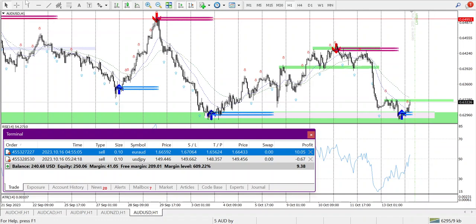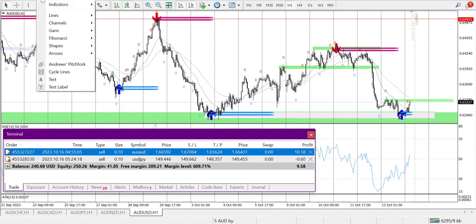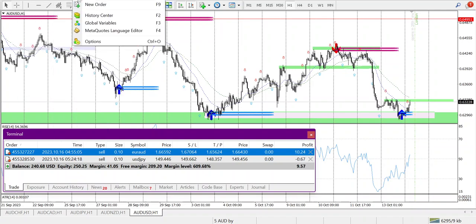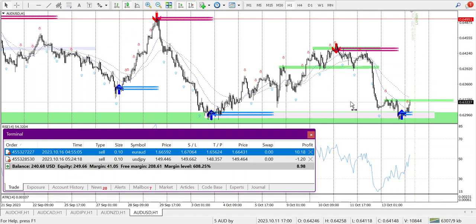Can I make some diagram here? I never made a diagram here. Lines. Don't I have a free diagram here? In this MT4, I don't have a free diagram. MT5 has come, but it doesn't matter which platform you trade.